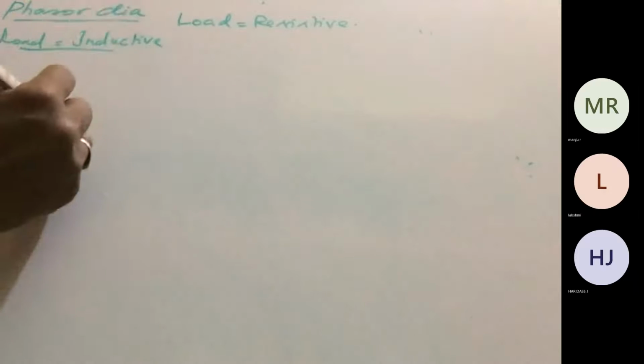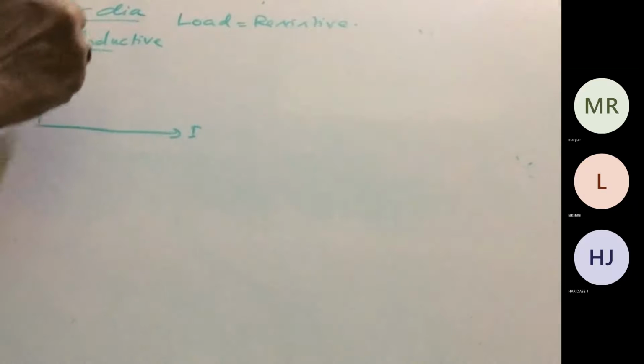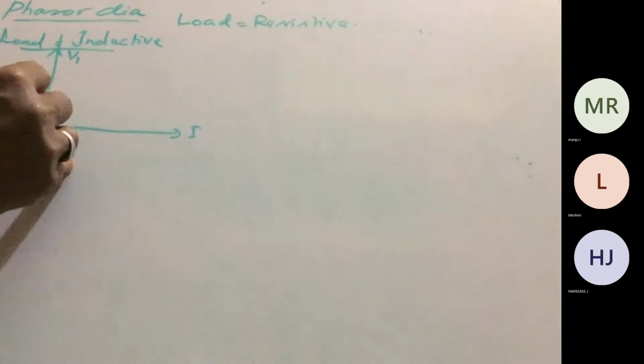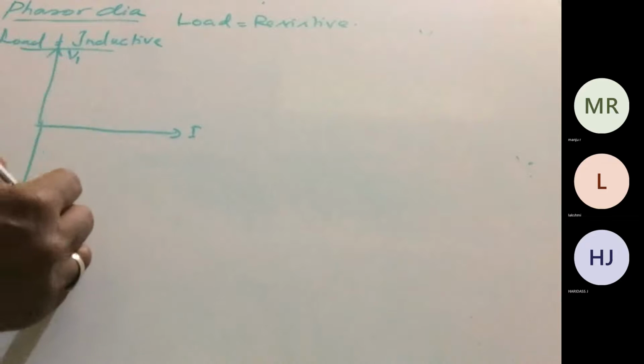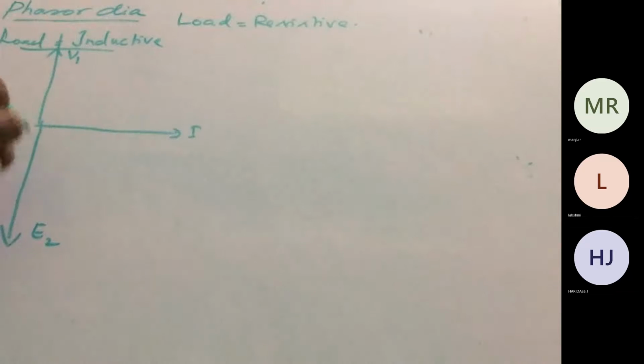So always we have to take I as the reference and primary will be in the upward direction. V1 will be the primary voltage, and the induced EMF of the secondary will be in the down part; we have to represent the secondary. So E2 is the induced EMF. In that, I2 lags E2 by an angle phi 2.